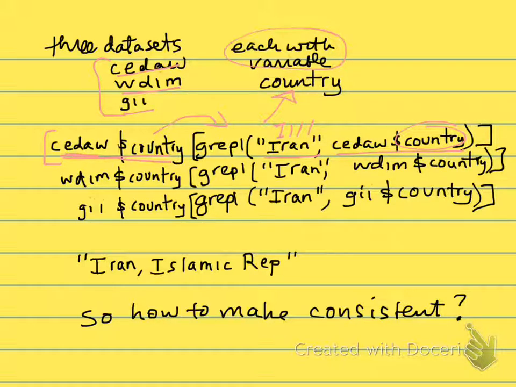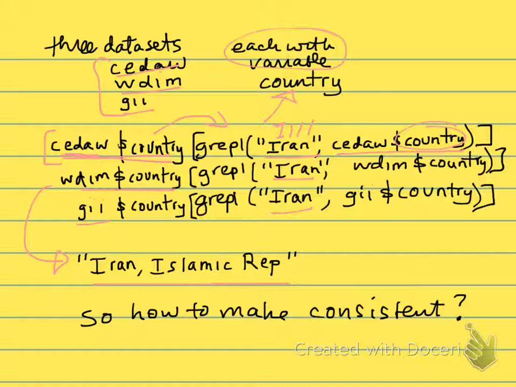And it might simply be Iran. It might be Islamic Republic of Iran. It might be Iran Islamic Republic. You can do that same thing for the WDIM dataset. Look at the pattern. The same thing for the GII dataset. Look for the pattern and see what the value is. For WDIM, you'll see when you run this line of command that it will return Iran Islamic Republic. Then you can check for CDAW and GII and see what they are, and you'll see that they're different.